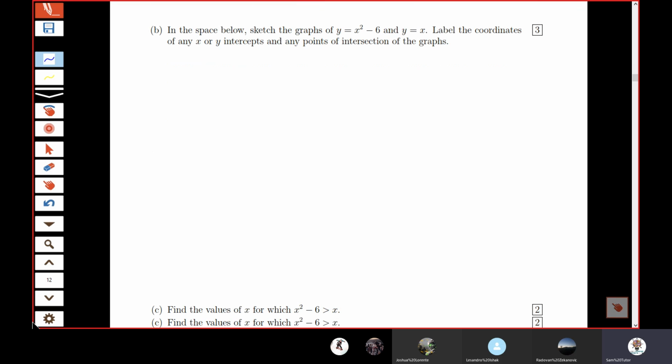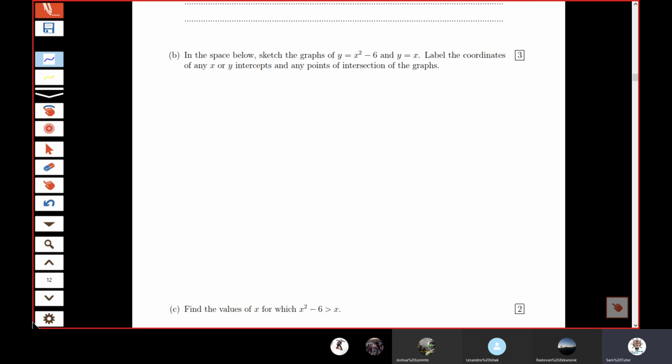Thank you. If you've done A and B, try to answer C as well. Find the values of x for which the parabola.